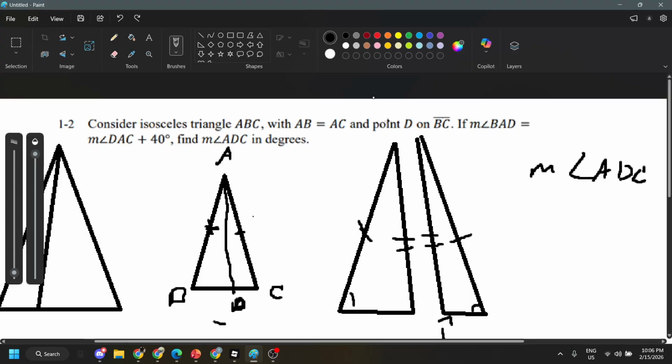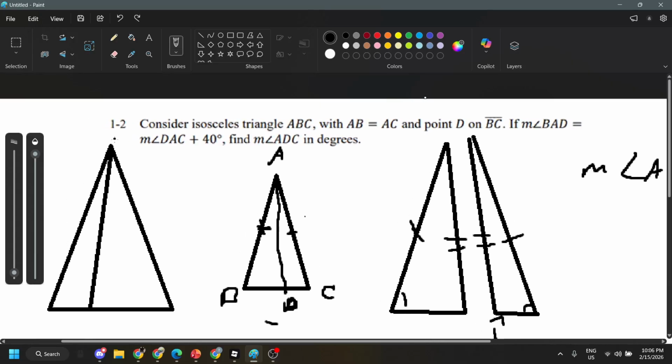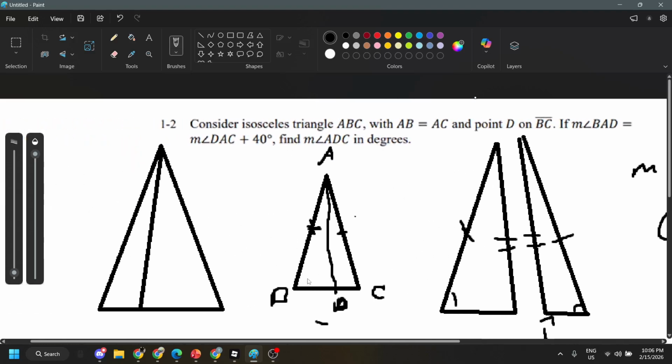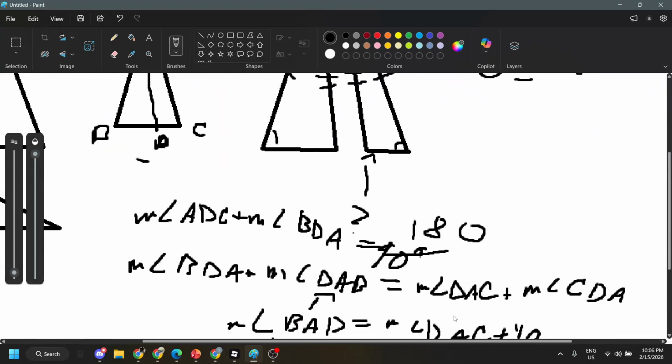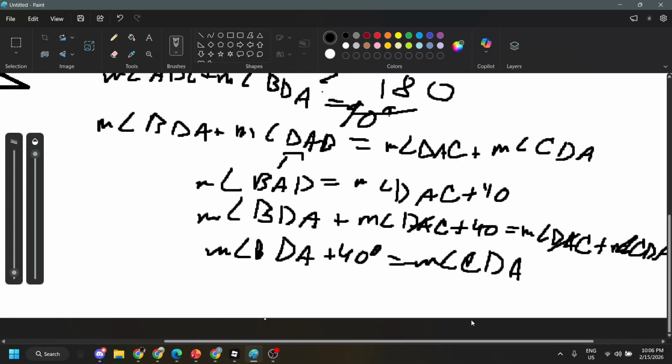Okay. See here, we don't know anything about adding these two angles, we just know it adds up to this big entire thing. But we know here these add to 180. So this must be, I guess, between 0 and 180. Okay. BAD equals DAC plus 40. So BDA plus 40 equals CDA.